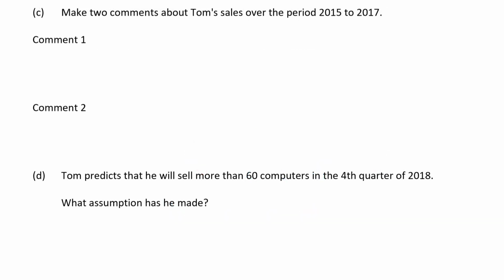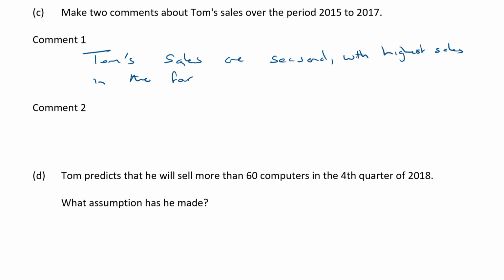Part C says make 2 comments about Tom's sales over the period 2015 to 2017. Well, I've already kind of mentioned this a little bit. That most of his sales are in the 4th quarter, aren't they? So we can say Tom's sales are seasonal, with highest sales in the 4th quarter. That could be one observation.